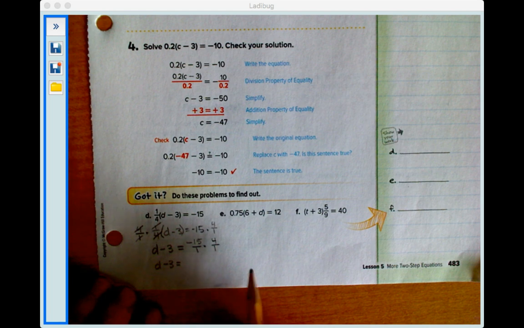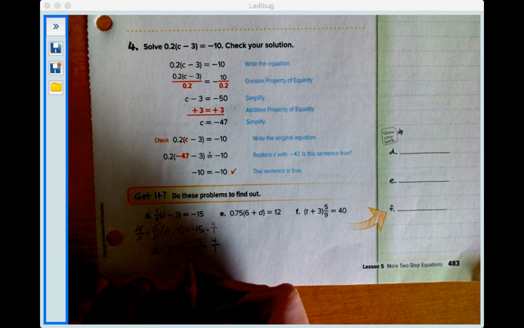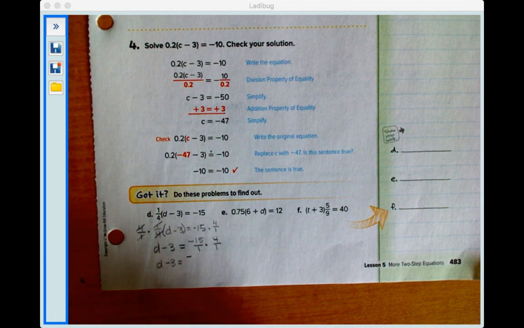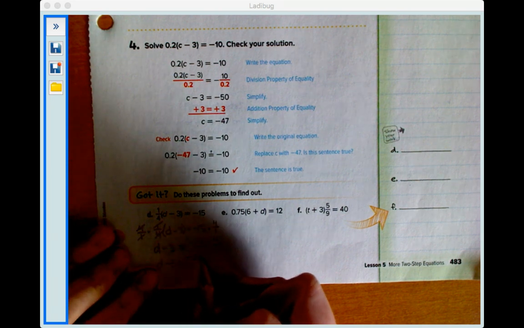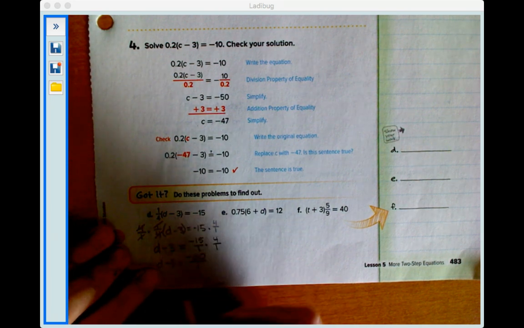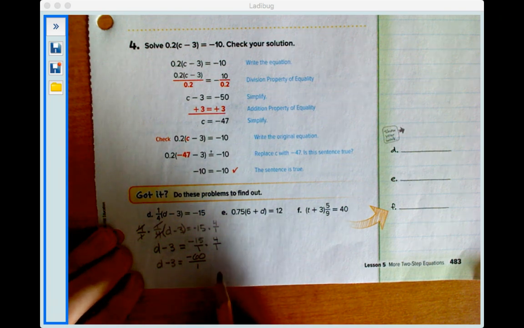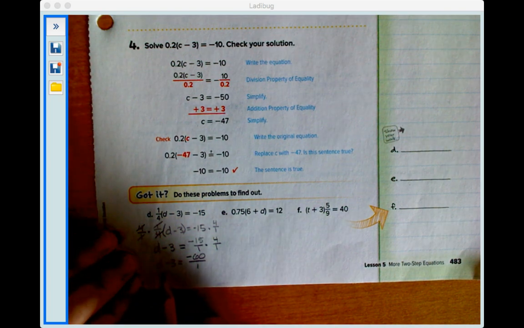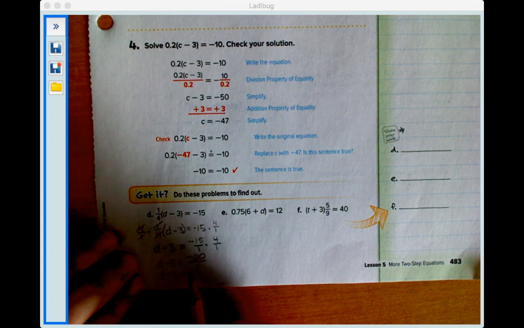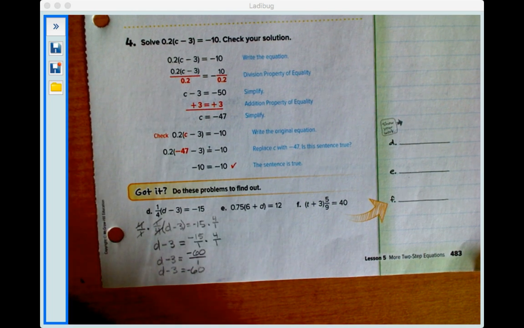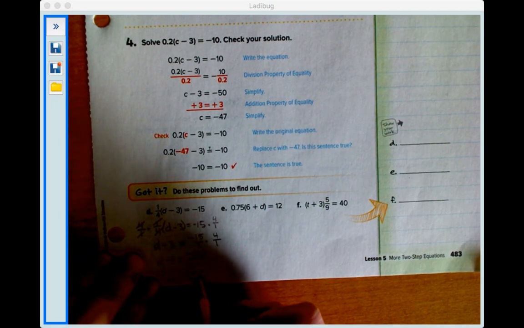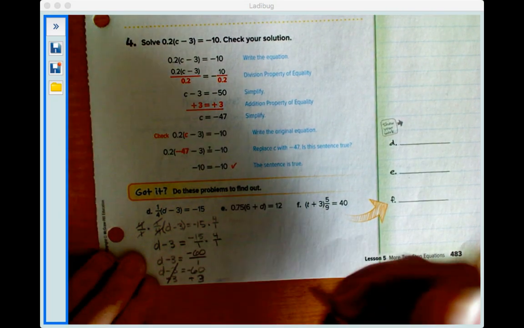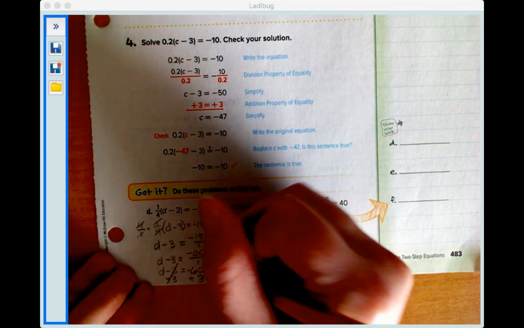Negative 15 times 4, so it will be a negative number up top. 15, 30, 45, 60. Negative 60 over 1 times 1, 1. So if you look at it, it's now D minus 3 equals negative 60. You add 3 to both sides. Cross it off. I ran out of room, so I'm going to move it over.